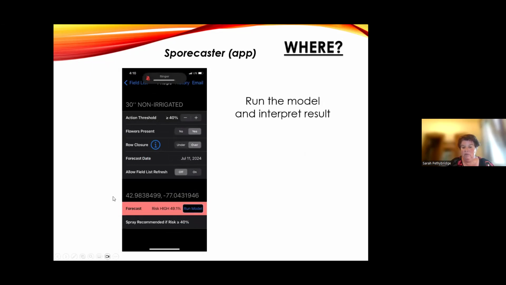Then you can select to run the model, and it will give you the results in a traffic light type system. So a red one means that the risk is high, and then green and yellow not so high, for example. So you could interpret the results. You can have multiple fields that you're considering if you've got multiple different microclimatic conditions.